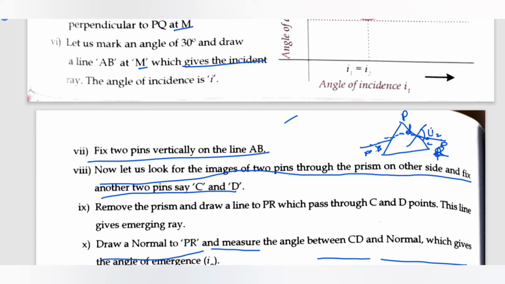And plot the graph between angle of incidence and angle of deviation, taking angle of incidence on the x-axis and angle of deviation on the y-axis. So we can observe that as the angle of incidence increases, the deviation decreases initially and reaches a minimum point. From there, the deviation also increases. So this minimum point is called minimum deviation. At minimum deviation, the angle of incidence will be equal to the angle of emergence.